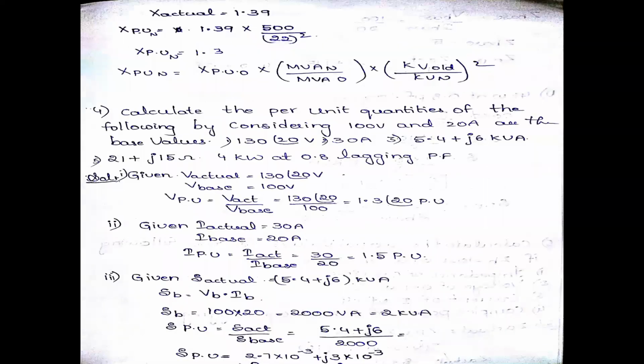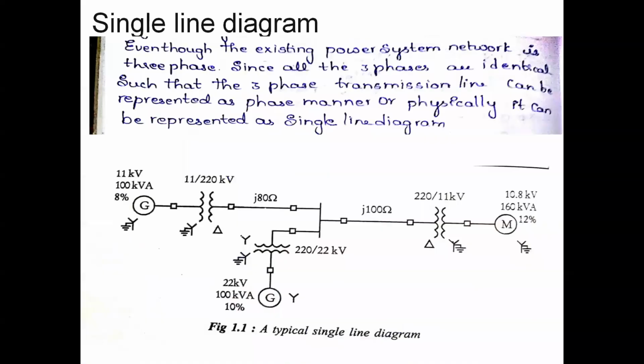Today's class we will go for the single line diagram. We will see the single line diagram, and from it we are going to find the impedance diagram and the reactance diagram. Those diagrams are used in different studies, that means for fault analysis or for load flows, we have to draw the impedance and reactance diagrams. Therefore, from the single line diagram we are going to draw the impedance and reactance diagrams.